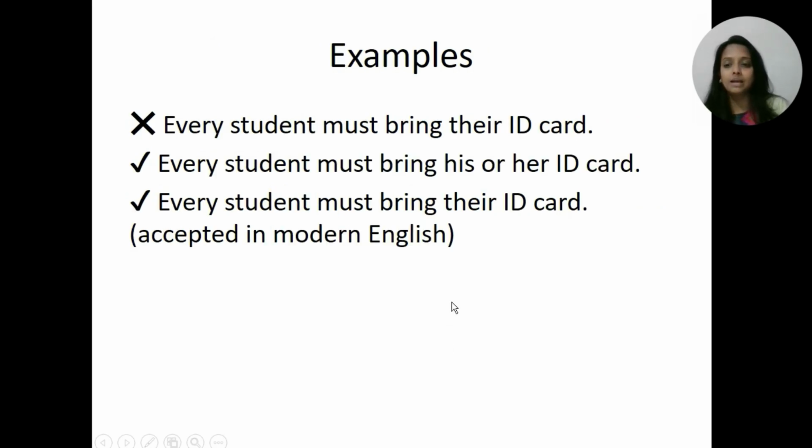Okay, see the examples here. Every student must bring his or her ID card. Every student must bring their ID card. So, in modern English nowadays, this sentence using "their" with "every student" is also accepted. Got it? Now, why is it important?